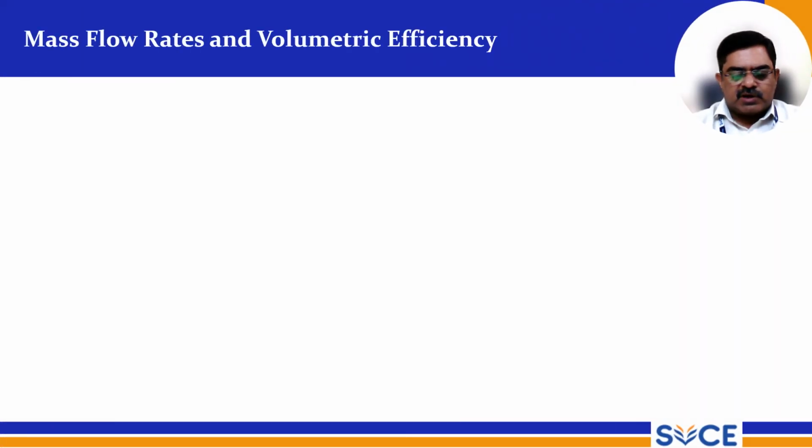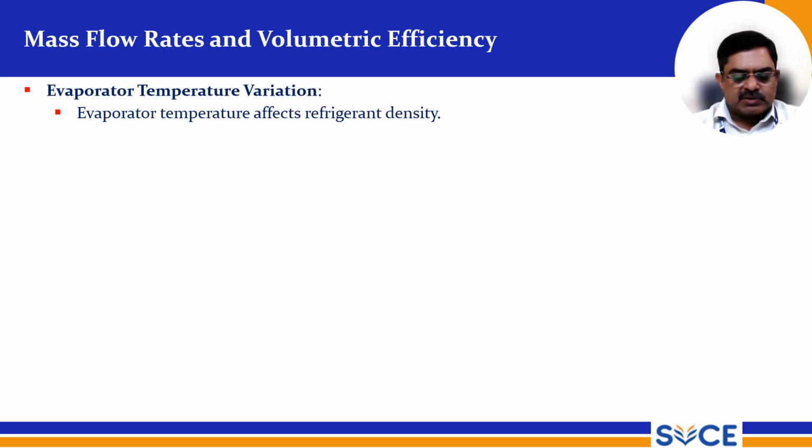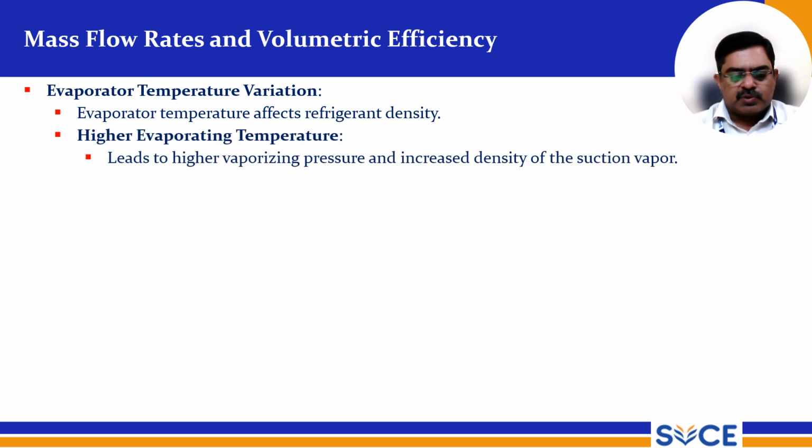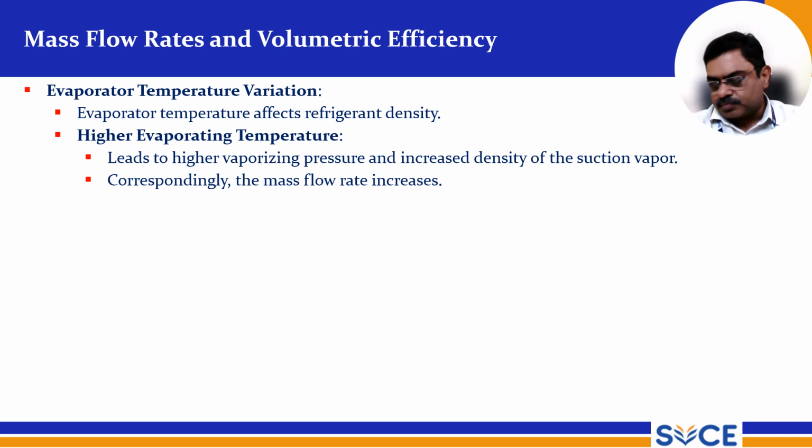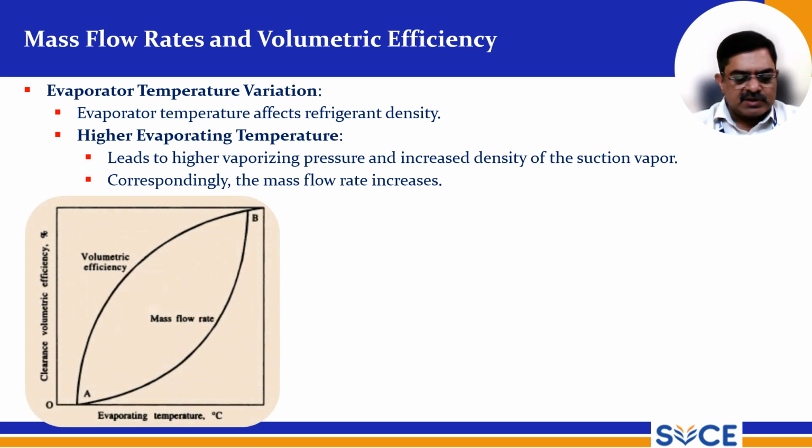The mass flow rate and the volumetric efficiency: the evaporator temperature variation. The evaporator temperature affects refrigerant density. A high evaporating temperature leads to higher vaporizing pressure and increased density of the suction vapor. Correspondingly, the mass flow rate increases. So this is the graph.